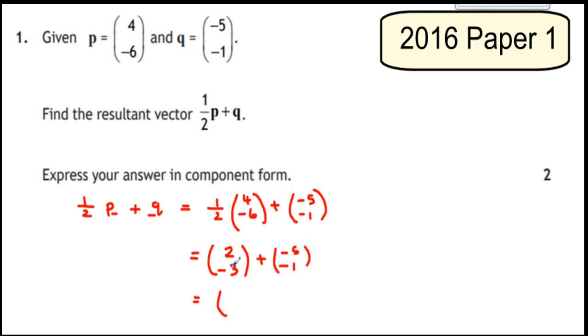So when I add them together, I've got 2 plus minus 5, which gives me minus 3, and minus 3 plus minus 1 gives me minus 4. Double underline your answer.